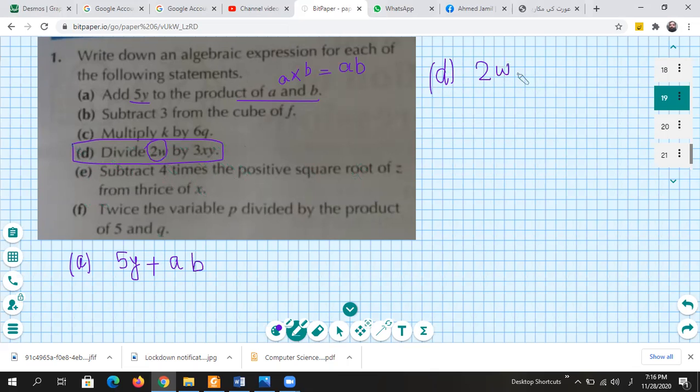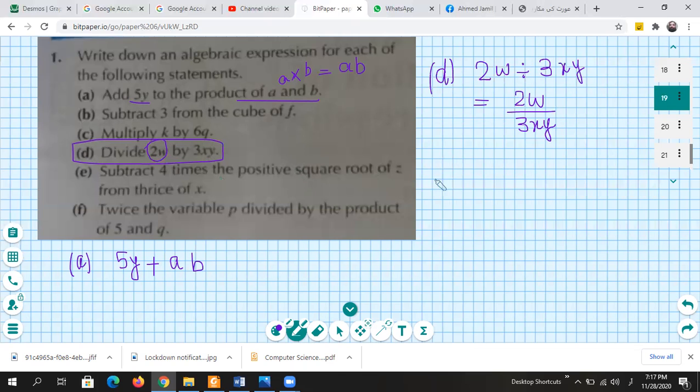2w divided by 3xy. And this can also be written as 2w over 3xy. So this is your answer. This is the mathematical form of this expression, or this is an algebraic expression: 2w over 3xy.